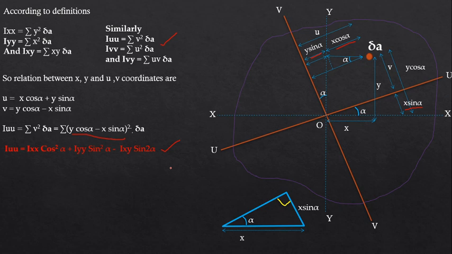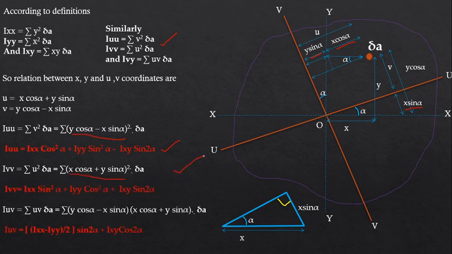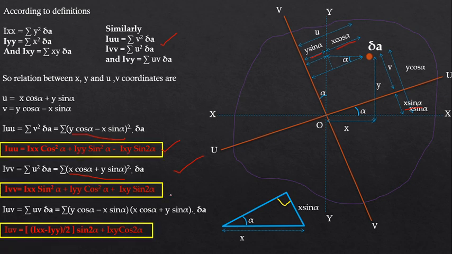Same as for the inertia about the VV axis, we take the summation of u square dA, put the value of u, and get this one. Same as for the Iuv. So these are the three equations we use to determine the moment of inertia about the VV axis and UU axis in case of unsymmetrical bending, with the help of the moment of inertia about the XX axis and YY axis.